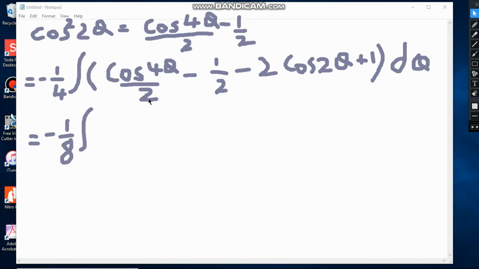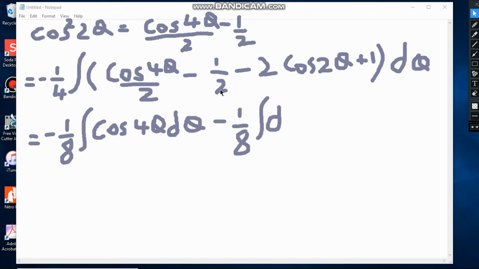I have the following. Here I have negative 1 over 8 cos 4 theta d theta, and here this is a half and 1, so I get positive 3 over 2. When positive 3 over 2 I multiply by negative 1 over 4, I get negative 3 over 8 integral of d theta, minus 2 and negative 1 over 4, I get positive. So 1 over 4 times 2 is a half integral of cos 2 theta d theta.